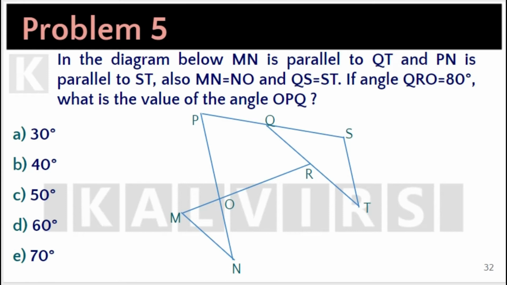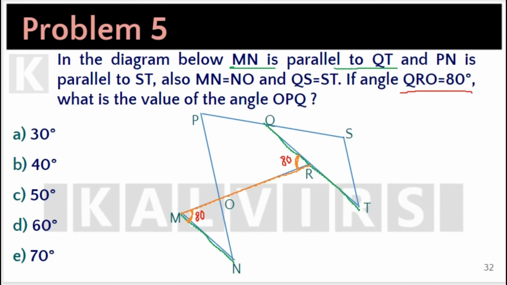So, for this problem, we're going to apply all parallel lines properties. Let's start with MN is parallel to QT. Line MN parallel to QT. That means that angle QRO must be the same as angle M. Now, the problem states that QRO is 80 degrees. So, we have 80 here and 80 here.